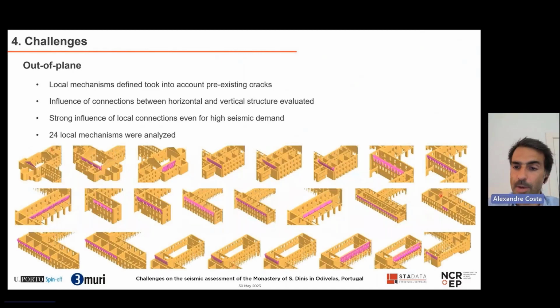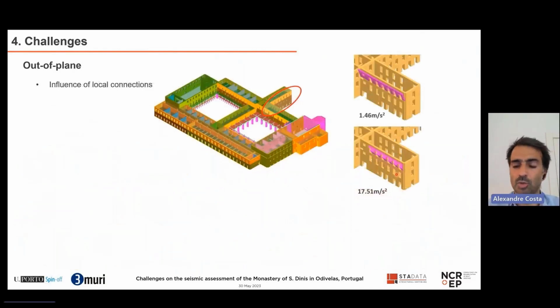So we came out with 24 local mechanisms for all the monastery. For example, here a typical gable failure, and here, for example, a simple overturning or an overturning taking into account the connection at the roof and at the floor level. This was made for different buildings, for different parts, and just to show some two examples.